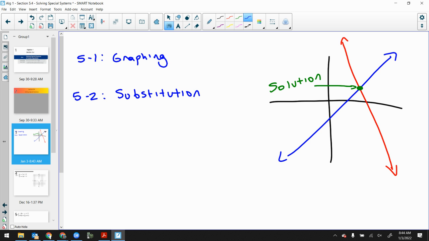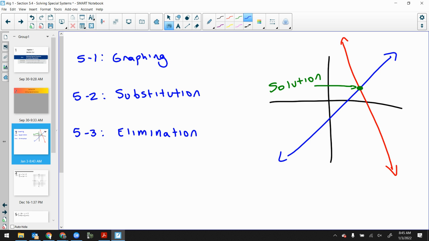A lot of us liked section 5.3, which was elimination. I'll tell you this, from here on, I'm only ever going to let you choose. You can always just choose whichever one you want to do. The problem is some are set up for substitution, some are set up for elimination. You can choose which route to take, but it might be a little bit easier from one method to the other. So this is where we were at before break.